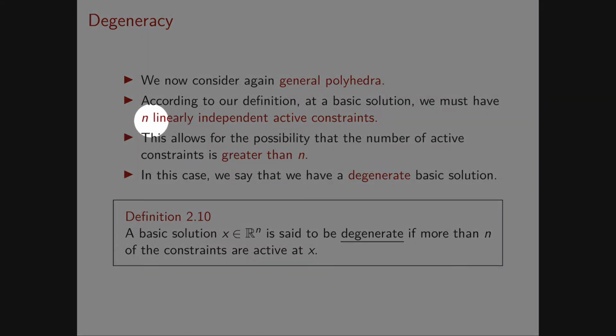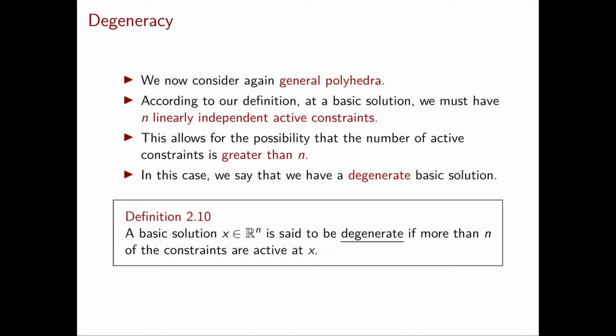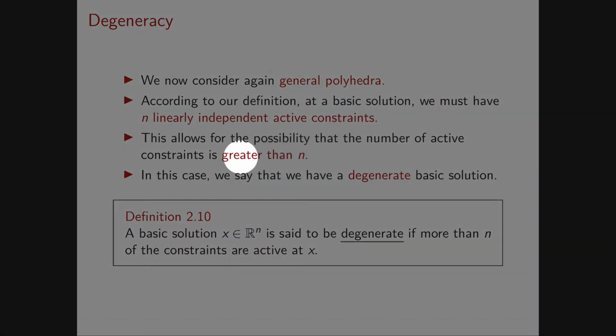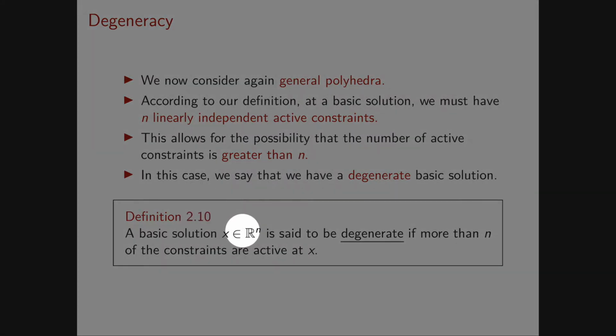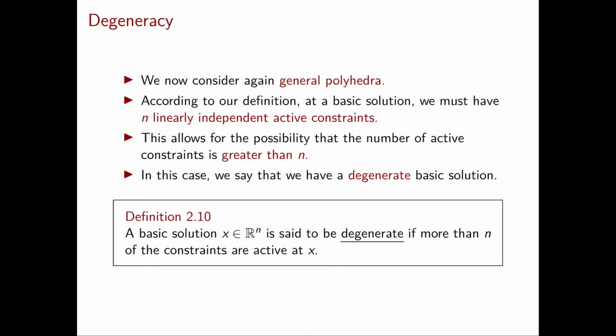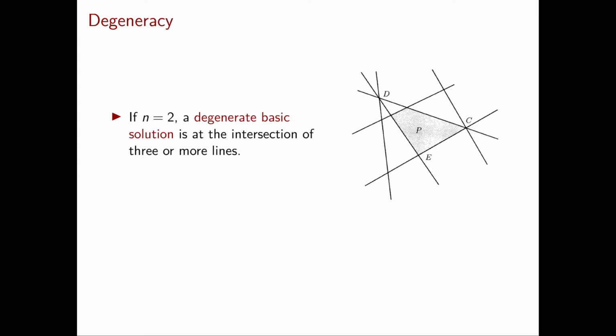While we can't have more than n linearly independent active constraints, since our space is Rn, it still can happen that the number of active constraints is greater than n. And this is exactly the case that we call degenerate. So let's formally state it. A basic solution x in Rn is said to be degenerate if more than n of the constraints are active at x. Let's immediately see some examples in dimension 2 and 3.